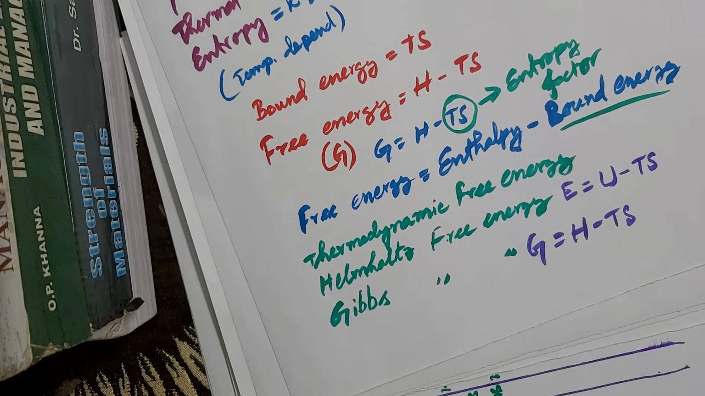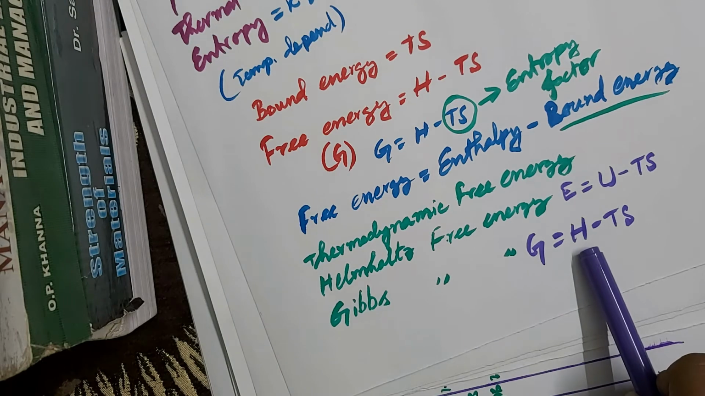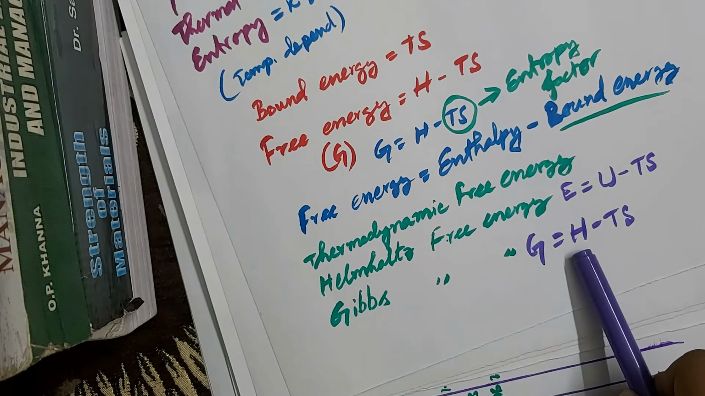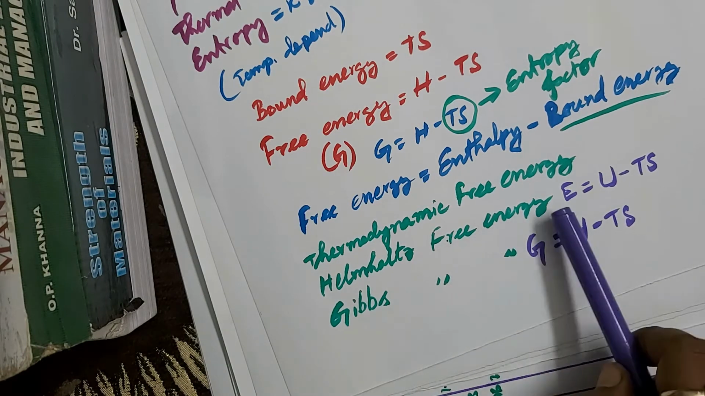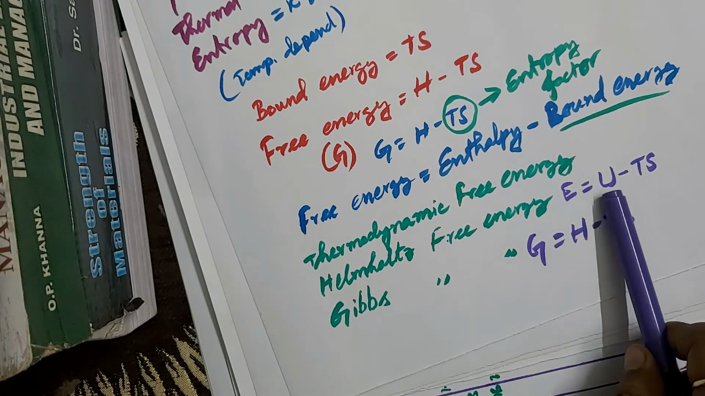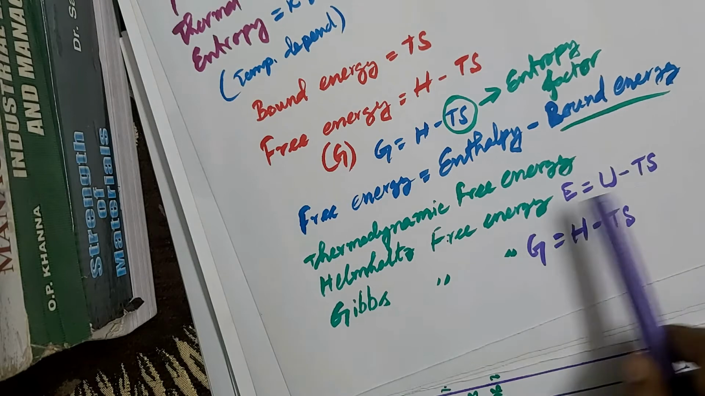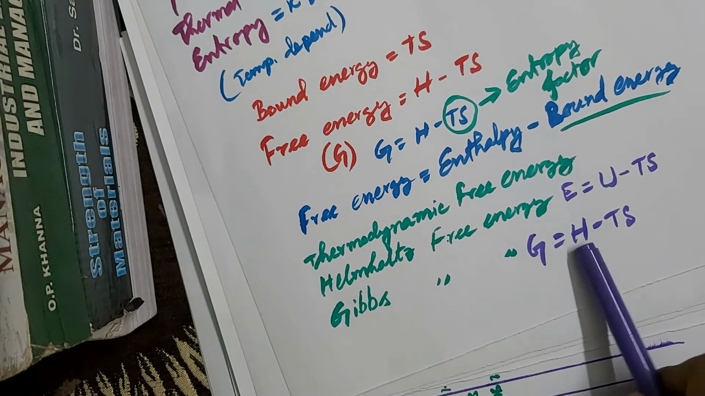U is internal energy. You all know about this U, internal energy, and this gives enthalpy. So Helmholtz free energy is U minus TS, and Gibbs free energy is H minus TS.